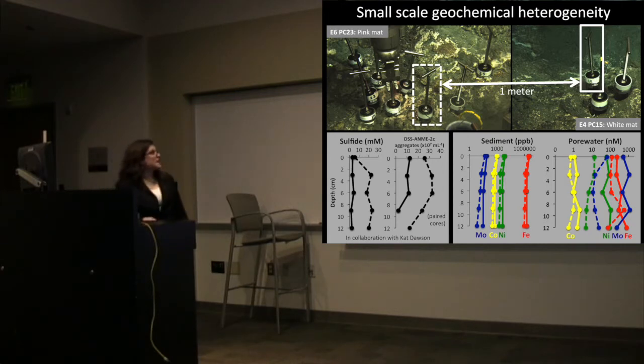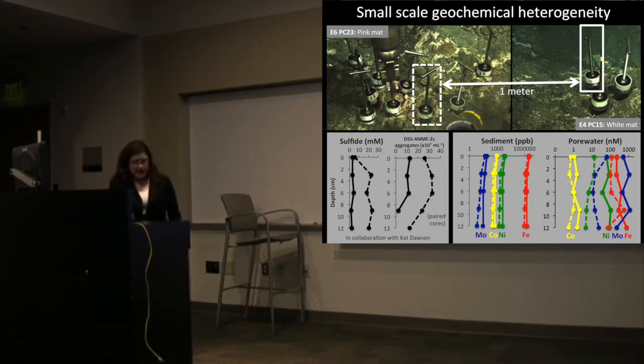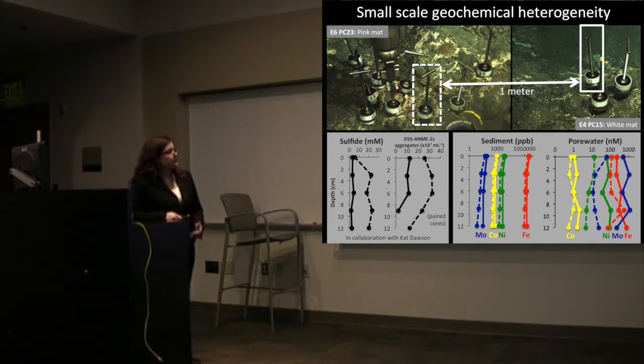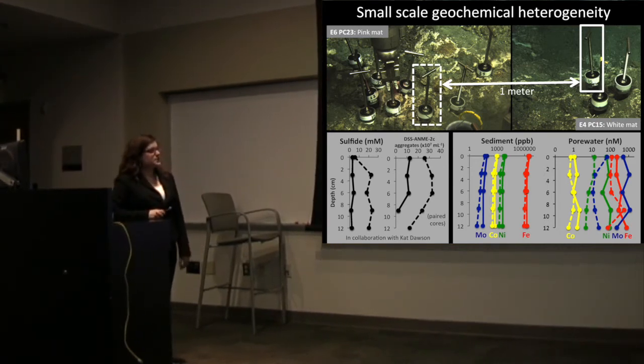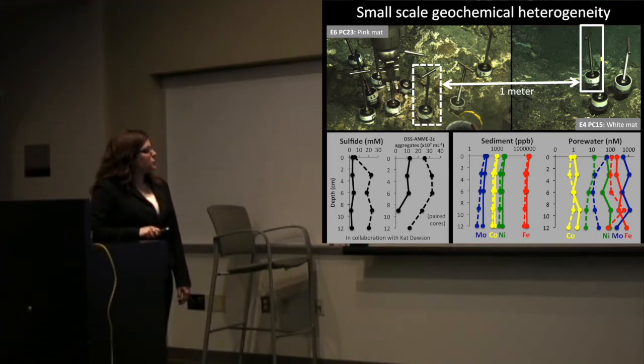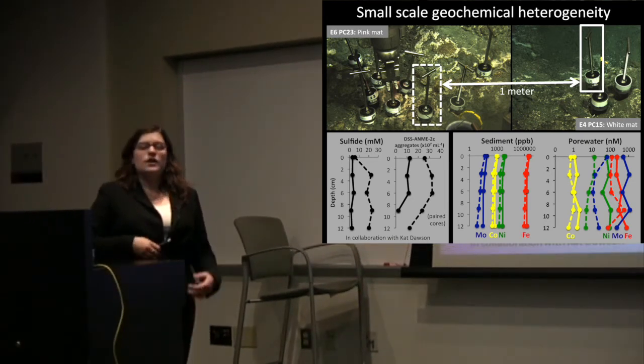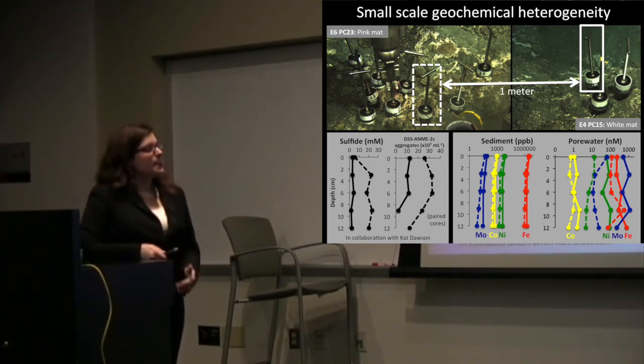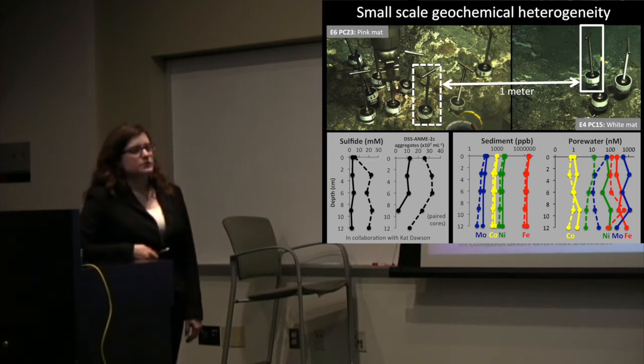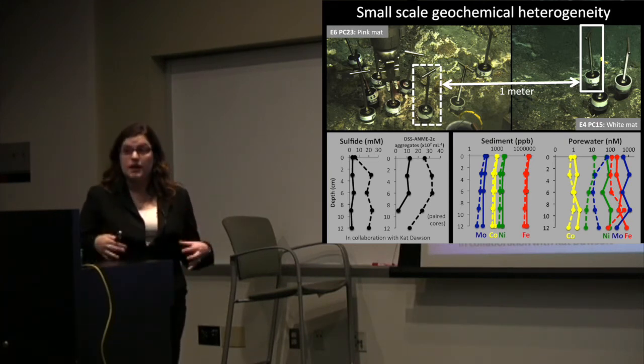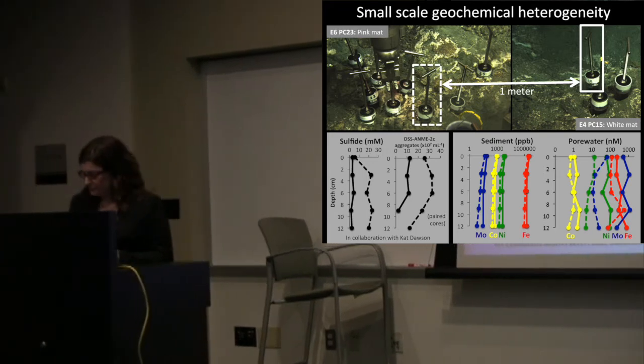And then I did the same for this pink mat. You can see sulfide concentrations were quite a bit higher, as were the ANME-SRB aggregate counts. And the metal concentrations for both the sediment and the pore water were generally depleted compared to the adjacent core. So given that there's more sulfide and more aggregates here, we thought perhaps that this metal depletion was actually a result of the microbial communities taking up metal from the pore water.